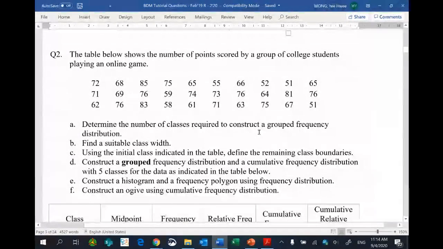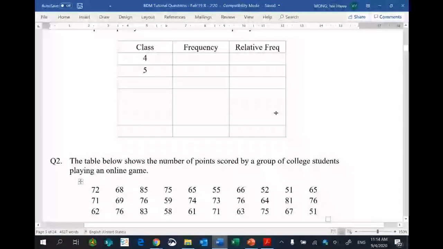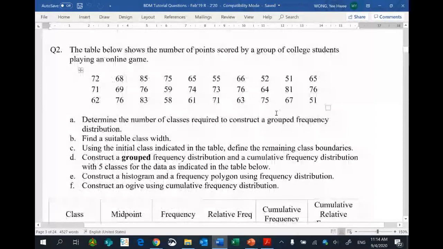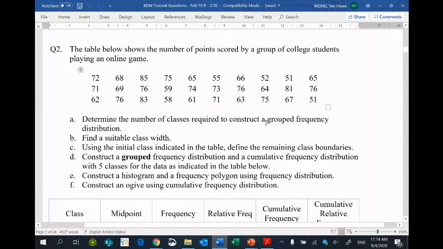Second question, you are given a set of numbers. This set of numbers is quite huge in range, so it's not possible for you to list things down like that. You have to put them in groups. You have to do a group frequency distribution. To do a group frequency distribution, you need to find the number of classes. There are 30 numbers here. What is a suitable number of classes you need to have?